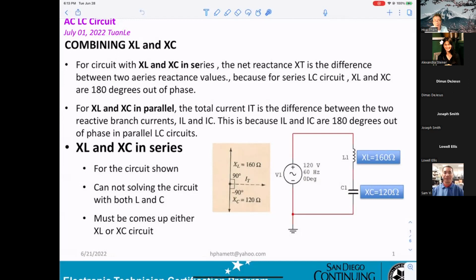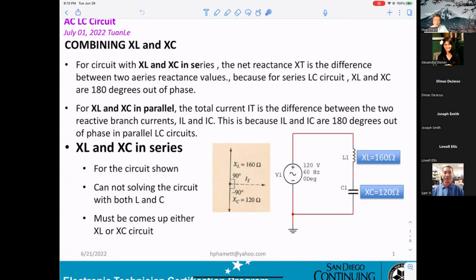The two will be opposite, 180 degrees out of phase. So what they're telling you is you have to come up with a circuit with either XL or XC. Either one, they don't care, but it has to be one, it cannot be both.